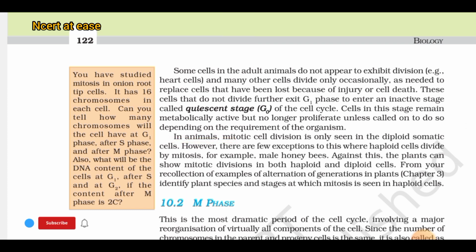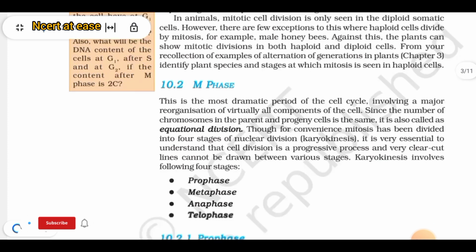In animals, mitotic cell division is only seen in the diploid somatic cells. However, there are few exceptions to this where haploid cells divide by mitosis, for example, male honeybees. Against this, the plant can show mitotic division in both haploid and diploid cells.